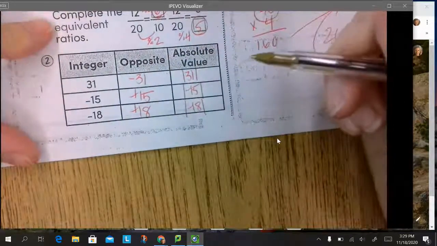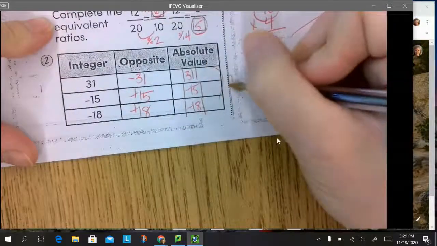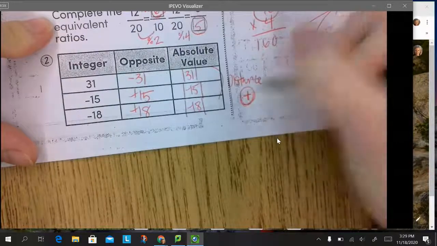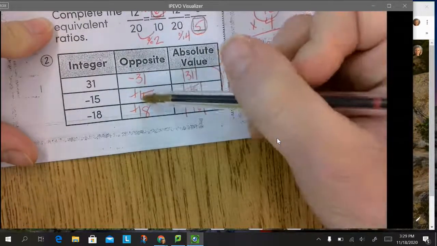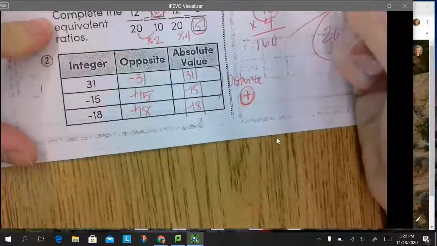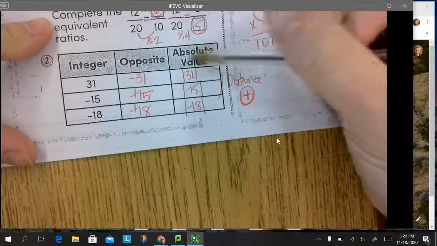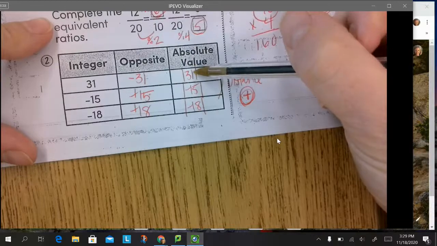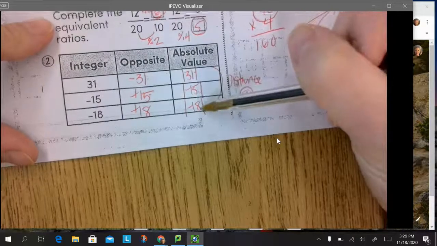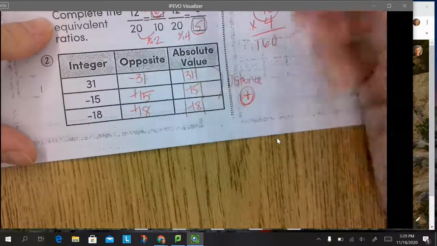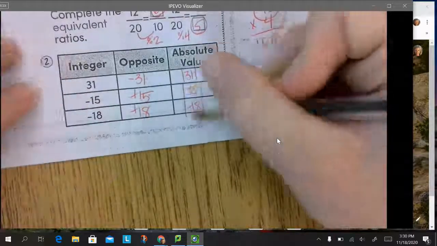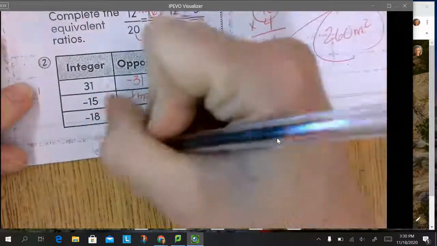Okay? When you think of absolute value, think about distance. And distance is always positive, no matter if you're going forwards, positive, or backwards, negative. Okay? So the absolute value of all these is just the number itself. So the absolute value for this is 31, this is 15, this is 18. It doesn't matter if it's negative or positive because it's like you're traveling forwards or backwards. That's all these positive and negatives are telling you. Either way, you're going distance.